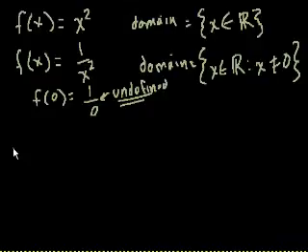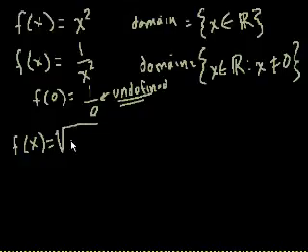Let's do a couple more ones. Let's say f of x is equal to the square root of x minus 3. So up here we said this function isn't defined when we get a 0 in the denominator. Well, what's interesting about this function? Can we take a square root of a negative number? Well, until we learn about imaginary and complex numbers, we can't.